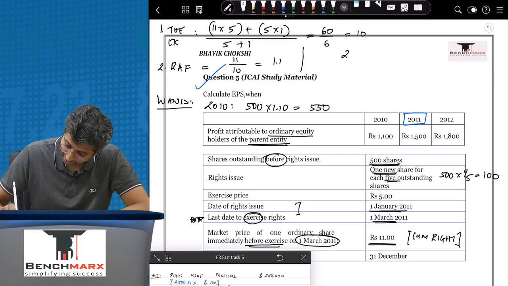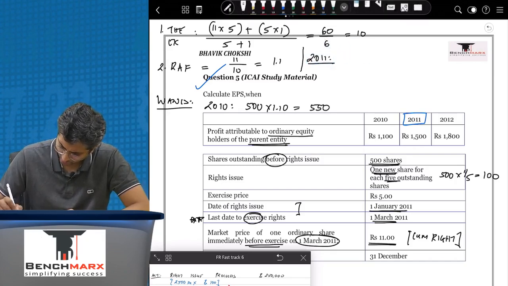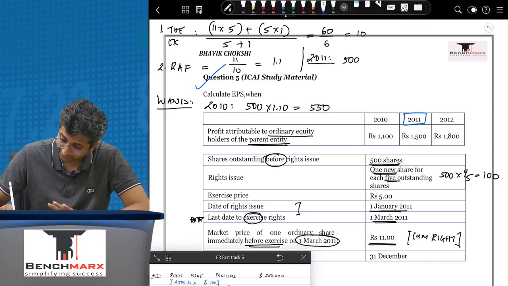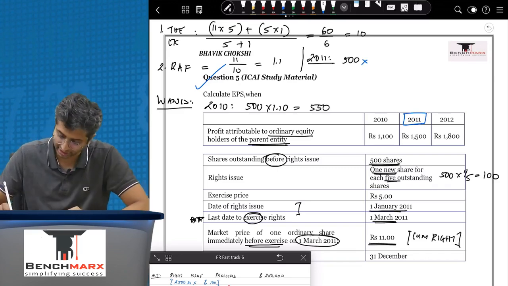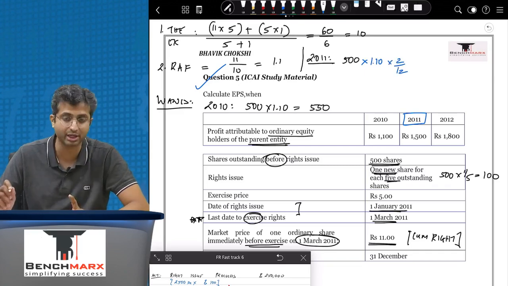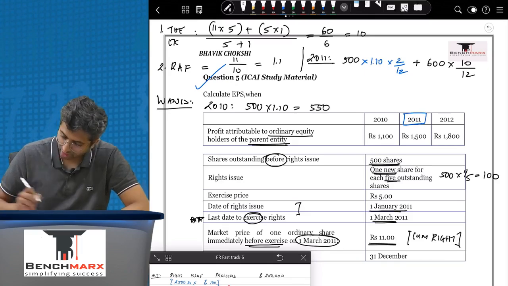When we look at the year 2010, this is 2011, a year when the rights have been given. So you will do this on a cumulative basis. For the weighted average calculation, let us say there are 500 shares which were outstanding for the first 2 months, that is January and February, and on 1st March the shares are exercised. So you'll do a 1.1 adjustment and then into 2 by 12. This is where students make a mistake. And then you will take 500 plus 100, that is 600 shares. No rights adjustment factor for the remaining 10 months.